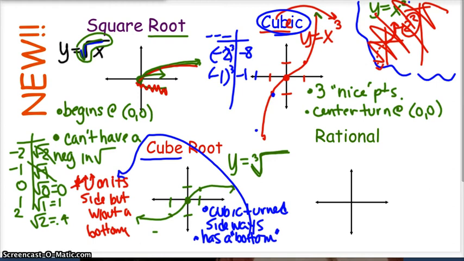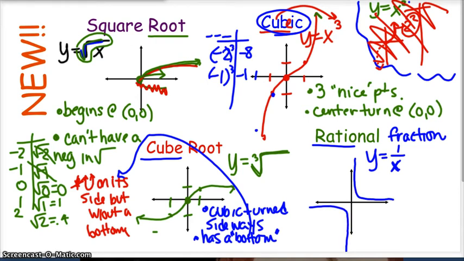Last one, rational. The word ratio is really the word fraction. So this function is going to be a fraction. Y equals 1 over x. Notice the x is on the bottom. It's a two-part fraction. It's kind of funny. It is a curve in the first quadrant, and it's also a curve in the third quadrant.